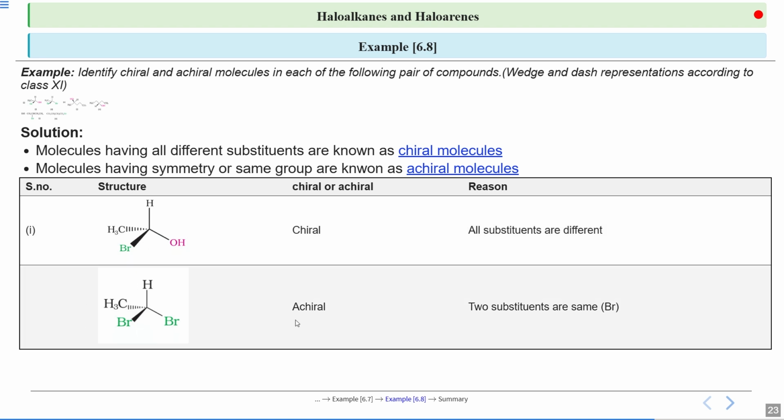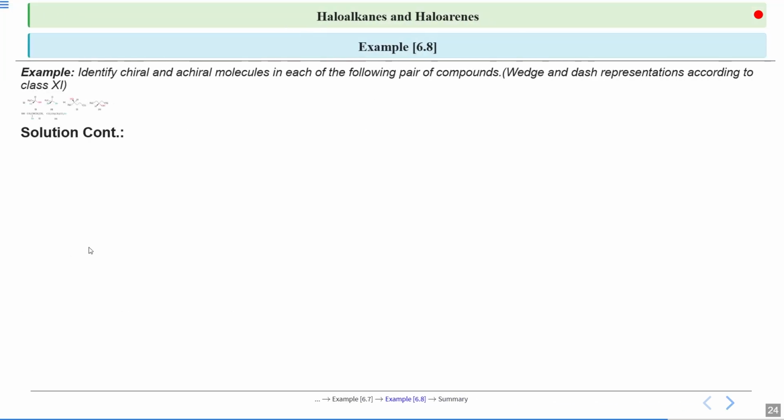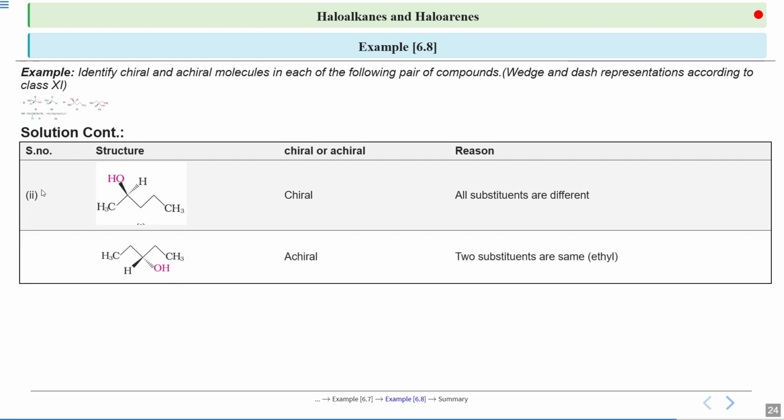In the second pair, we have this compound, this structure is achiral because we have 2 same substituents as bromine. So 2 substituents are same, which is bromine. So one is chiral, another is achiral. Now, if we look at the second part, we have these 2 pairs. The first one is actually chiral because around this carbon, we have 1 hydroxyl, 1 hydrogen, 1 methyl group, and the other this propyl group. So this is a chiral molecule because all the substituents are different.